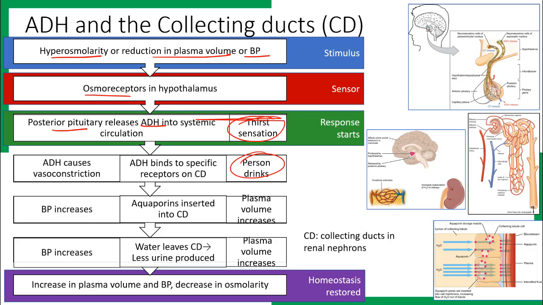With ADH being released into the systemic circulation, as I said, it causes vasoconstriction of the smaller arteries to increase blood pressure directly, and it also binds to receptors in the collecting ducts in the renal nephrons, in part of the kidney. And what happens when ADH is released?